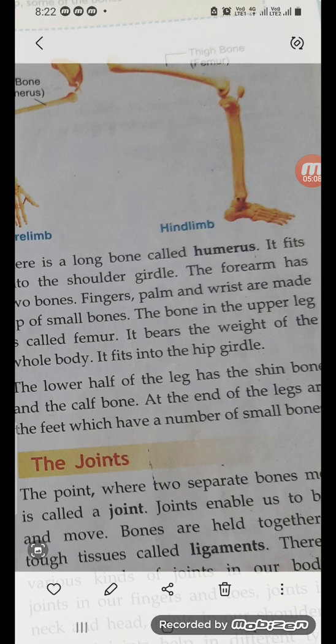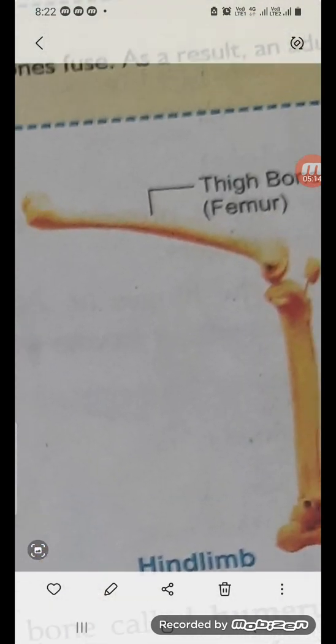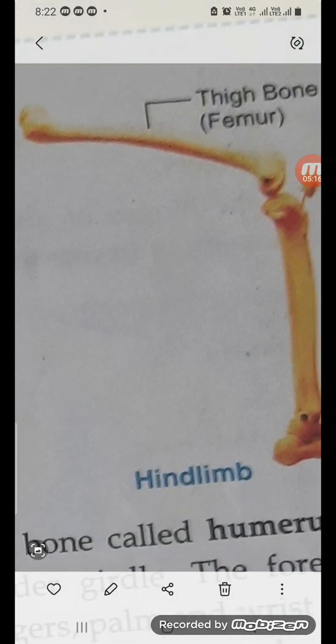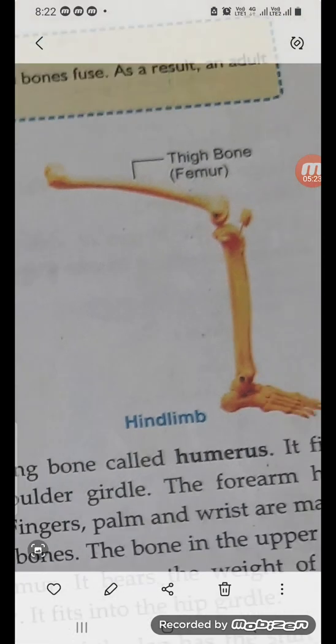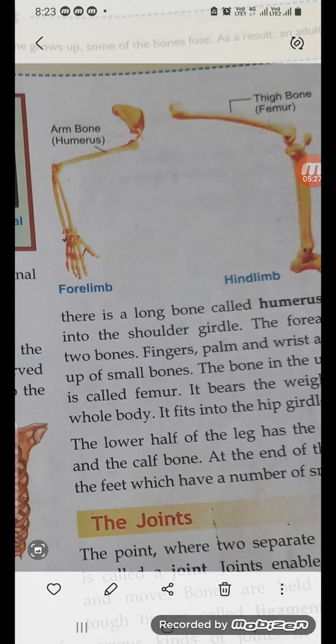The bone in the upper leg is called femur. जो bone upper leg के thighs में जो लगे हुए हैं, this is called femur. These bones are called femur. जो thigh bones, thigh को हाथ लगा के देखो, यहाँ पे जो bone आपको touch हो रहा है, that is the femur. Okay, it bears the weight of the whole body. हमारा थाई ही हमारे पूरे बॉडी का वेट होल्ड करता है.